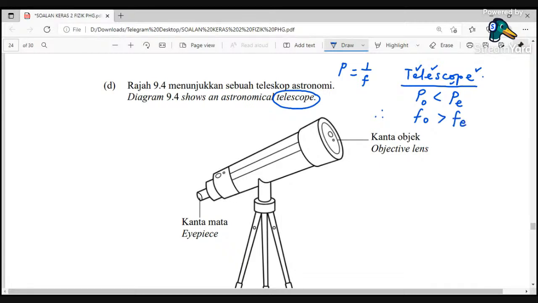Okay, what else do you know about the telescope? Okay, the separation distance between the two lenses is FO plus FE. Okay, and then the magnification of the image formed is FO over FE. Okay, this is very important to understand. If you want to answer a telescope question, you must know the properties of the lenses used for a telescope.